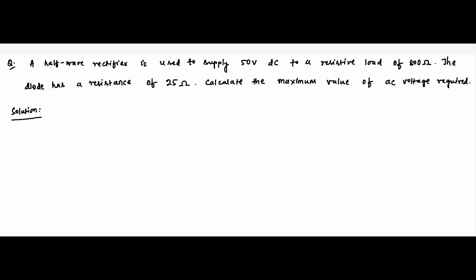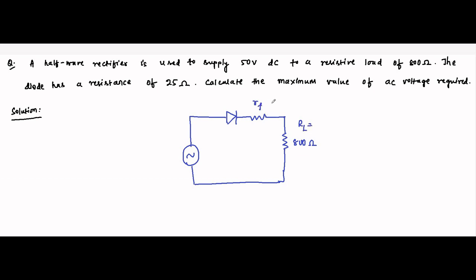Okay, so let us first draw the circuit diagram, then we'll try to understand what the question is given. So we have a circuit. We have an AC supply. We have a diode with a forward resistance equal to 25 ohm, then a load resistance RL equal to 800 ohm. That is RL. This is RF equal to 25 ohm, the forward resistance. This is the diode. And let's say this is the input supply voltage, which is Vm sin omega t. We have been asked this Vm, the maximum value of the AC input voltage which is supplied.